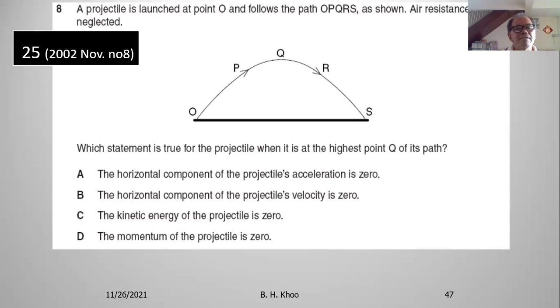Okay, a projectile. This is a Cambridge question, November 2002, number 8. A projectile is launched at O and follows the path O, P, Q, R, S as shown. There is no air resistance. Which statement is true for the projectile when it's at the highest point Q? Horizontal component of projectile acceleration is 0. Yes.